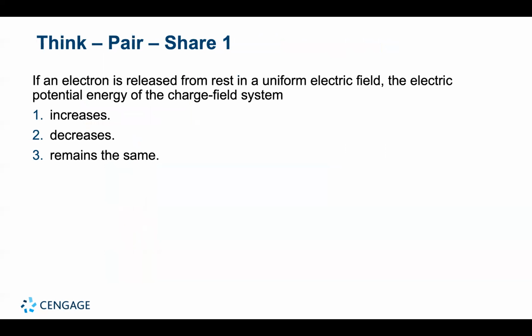So let's have a question to think about this. If an electron is released from rest in a uniform electric field, the electric potential energy of the charge-field system, and the answer to this is, decreases. The reasoning for that is the field exerts a force on the electron, causing it to accelerate in the direction opposite to that of the field. In this process, electric potential energy is converted into kinetic energy of the electron. Note that the electron moves in a region of higher potential, but because the electron has negative charge, this corresponds to a decrease in the potential energy of the electron.